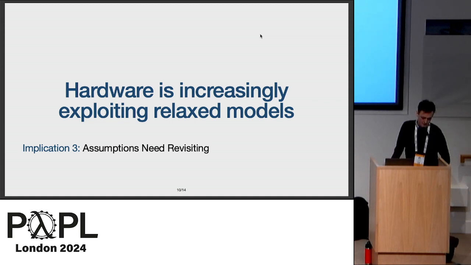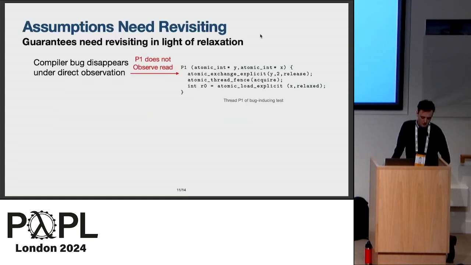So the third point, and perhaps the most controversial one: we may need to revisit assumptions regarding the soundness of compiler optimizations with respect to hardware relaxations. So going back to this example again, the interesting thing is that if you do put an int r1 equals and assign the value read by the exchange in P1, the compiler bug can actually disappear. The very act of constraining this program so that it keeps around that read will prevent the reordering of the exchange over the acquire fence.